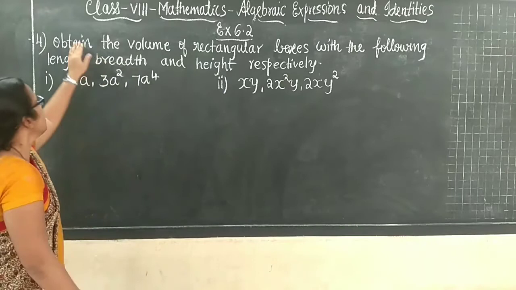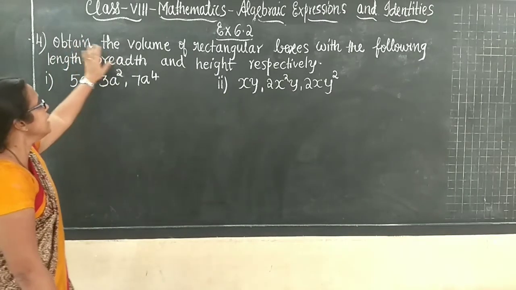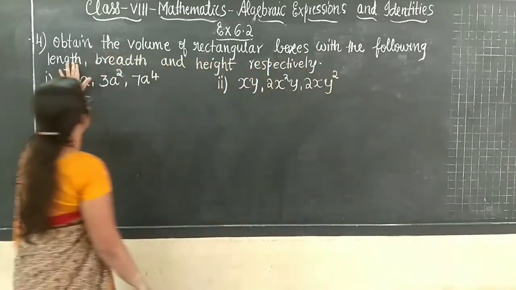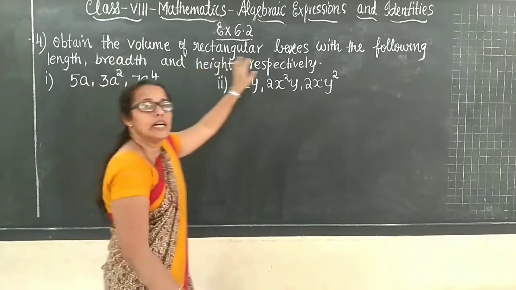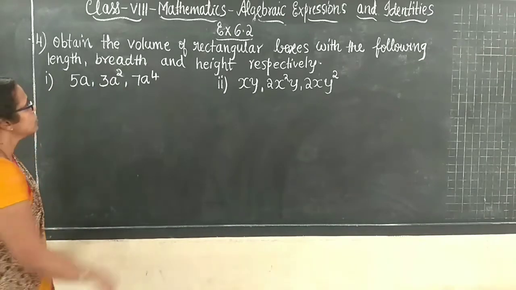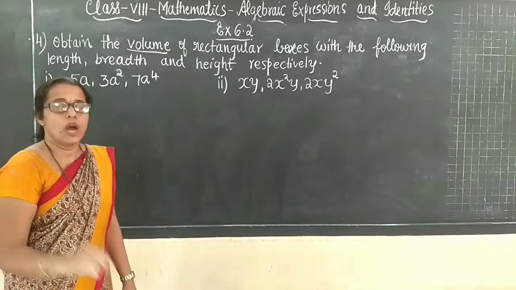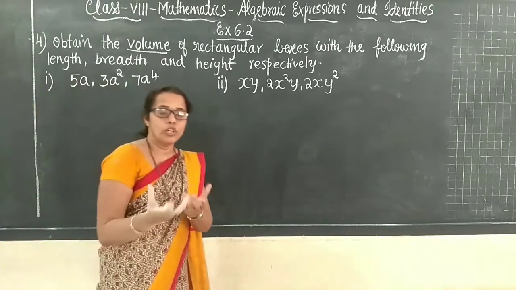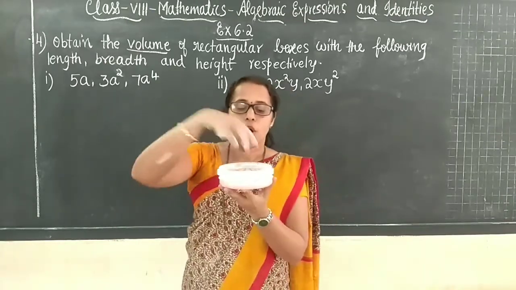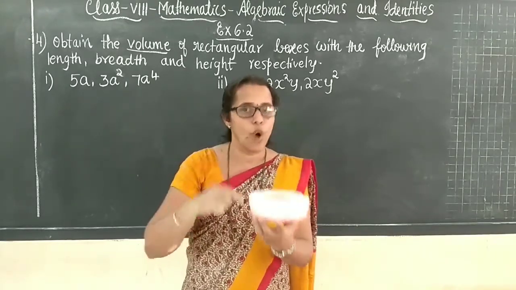Now see here, exercise number 6.2, fourth question. Obtain the volume of a rectangular box with the following length, breadth and height respectively. In the last class we learned about area. Now we have to learn about volume. Volume means what, children? The amount of space inside. If this is a box, the amount of space inside it is called the volume.